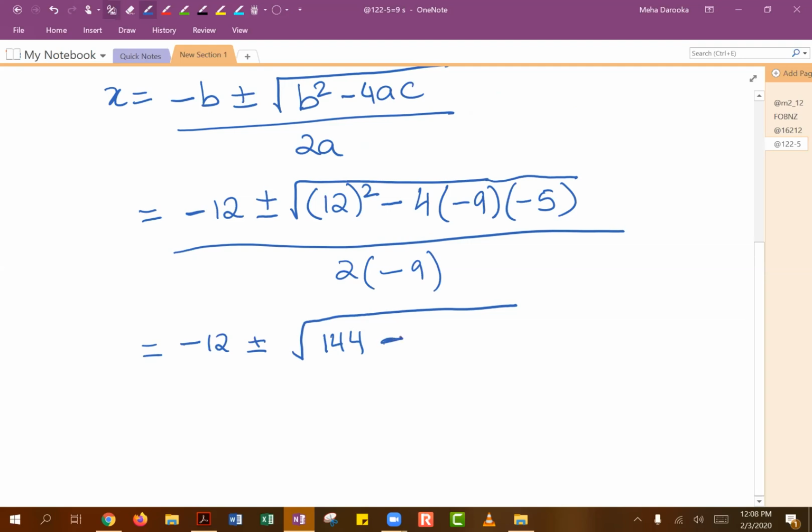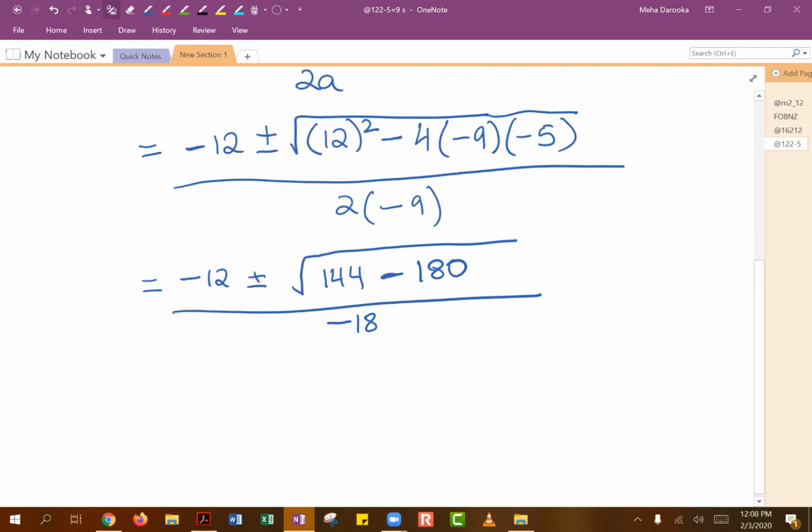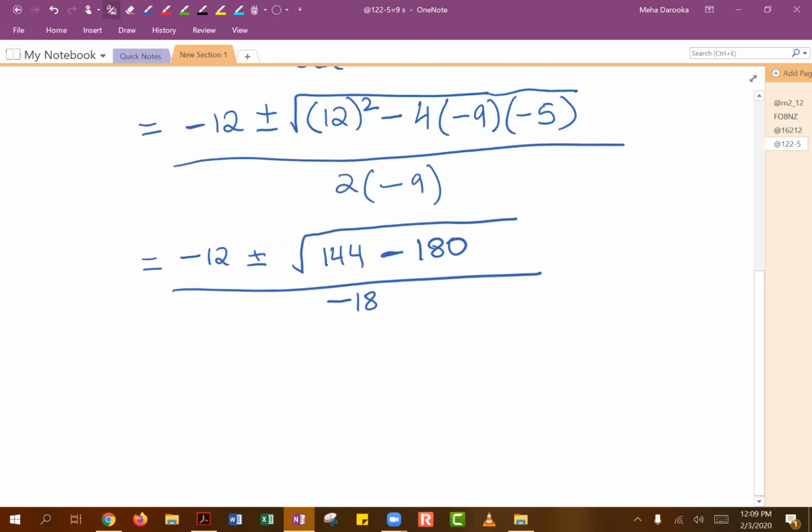If it helps, when you're multiplying, just multiply with the sign. So you can do -4 times -9 times -5, and you'll automatically get a negative sign left behind. So what is that number? -180, yeah. And my denominator? Very good, -18. So you will have a negative sign show up on the denominator this time. Okay, everybody okay so far? Putting the numbers in the formula and cleaning it up a bit.